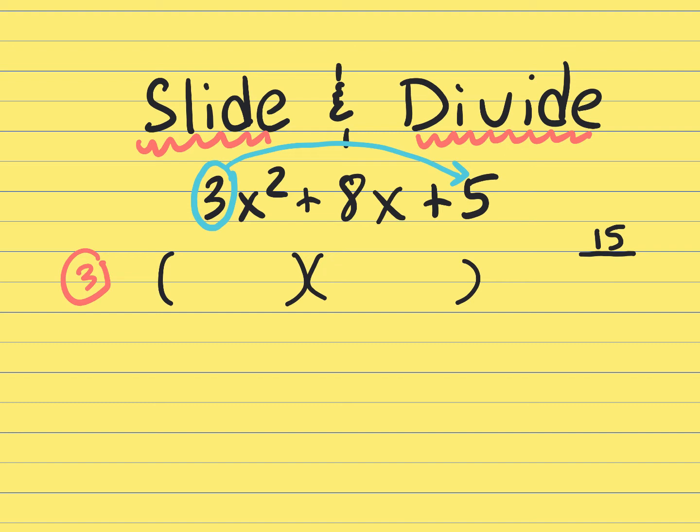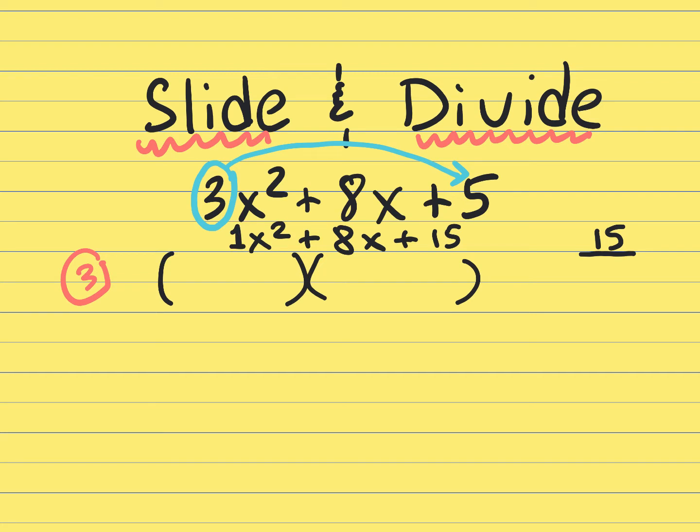You've slid it over so it no longer is in front of the first term. So now you have x squared plus 8x, and when you slide it over, you have that 15. This will be the trinomial that you are now factoring. So you'll follow your rules for factoring with a leading coefficient of 1. You should already know those rules.